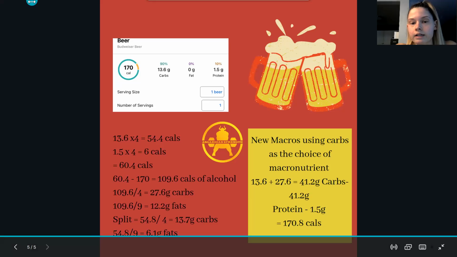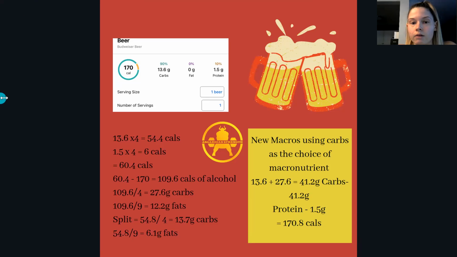Now moving on to beer, because beer is a little bit more carb heavy. We have 13.6 grams of carbohydrates here and 1.5 grams of protein. So we would figure out the calories.